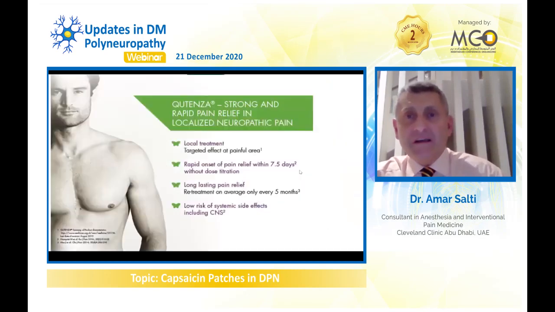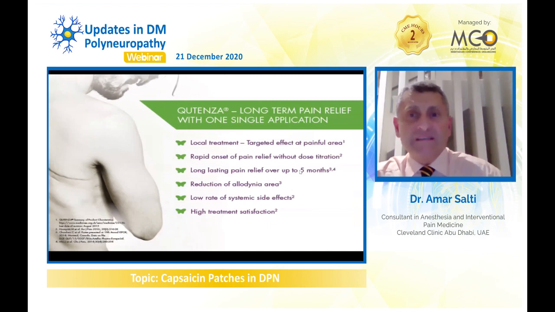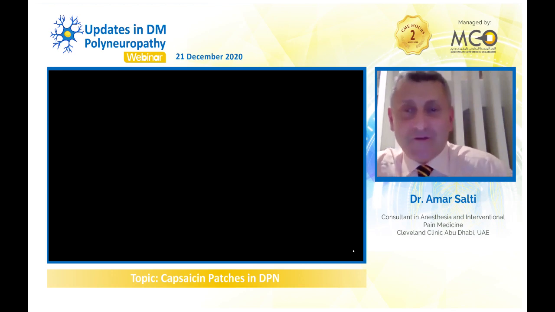So to finish my very quick presentation on the Qutenza, it's strong and rapid pain relief for localized neuropathic pain. We have pain relief as early as 7 days, and it's long lasting. It's not only strong, it's long-term pain relief with one single application, reduction of allodynia, the allodynic area, and very safe with a low rate of systemic side effects. We have many references for your kind attention if you need them, and I'm ready to answer all your questions. Thank you very much.